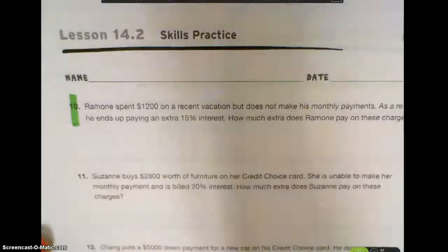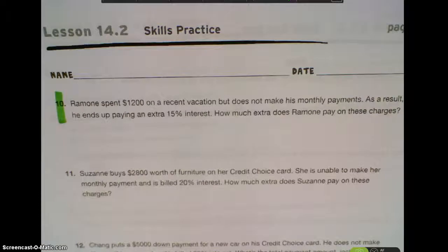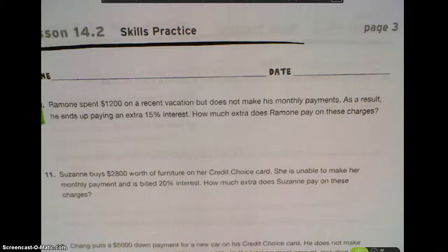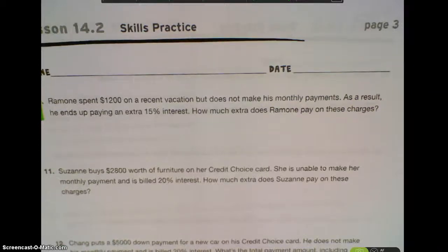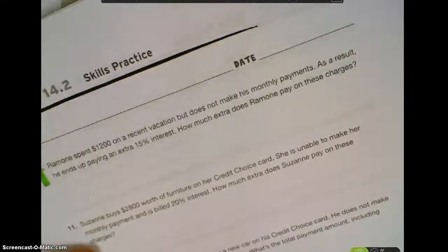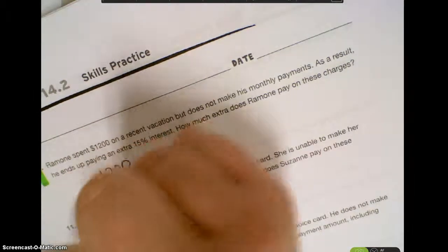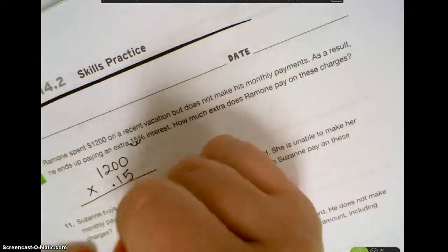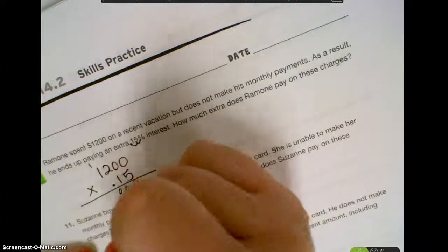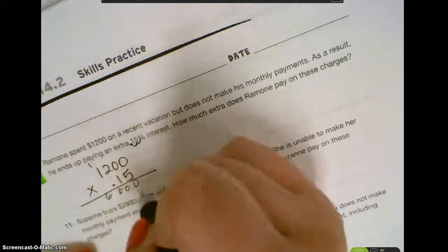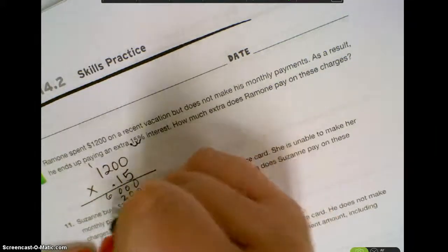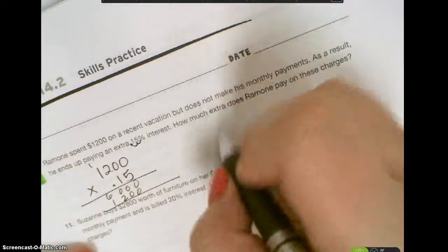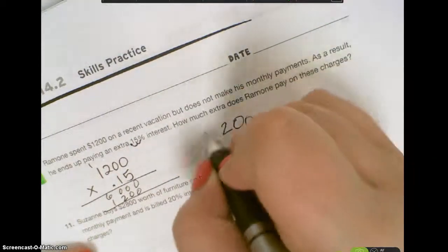Alright, so we're going to look at interest rate. Ramon spent $1,200 on a recent vacation but does not make his monthly payments, so he's not paying off his credit card. As a result, he ends up paying an extra 15% in interest. How much extra does Ramon pay on these charges? So we're going to figure out what 15% of the $1,200 is going to be. So we need to do 1,200 times, and we're going to make this again a decimal, so it's going to be 0.15. This is 0, 0, 10, and then 6. 0, 0, 2, 1. So when I add that, I'm going to get 0, 0, 2, 7.